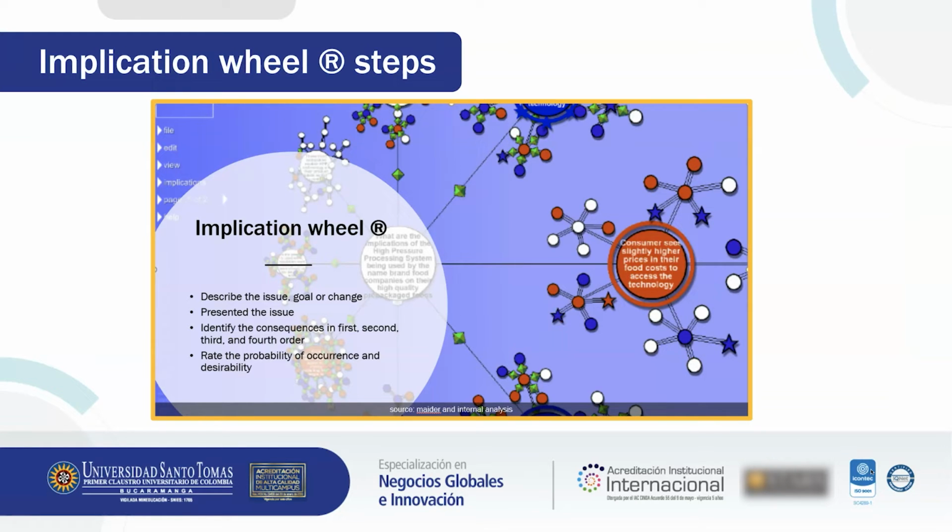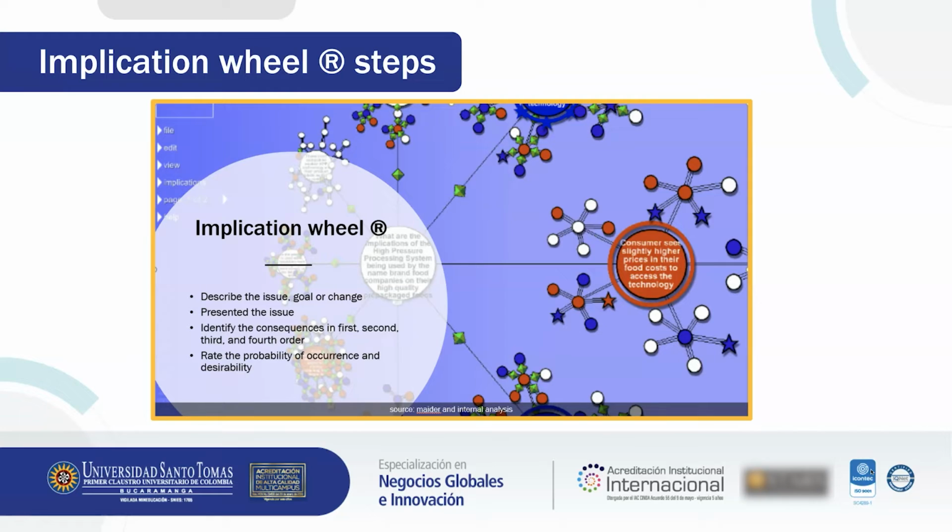To use an implication wheel, there are 4 steps. First, describe the issue, goal, or change that will be studied and put it in the center. Second, a diverse group of stakeholders holds a meeting, as in a focus group, and they are presented the issue or goal that will be studied. Third, they identify the consequences in first, second, third, and fourth order that may happen if the central event effectively happens. Those are the shapes graphed out in connection with the central issue.